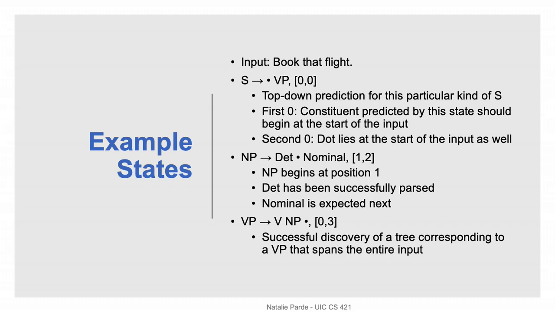In the third case, we're saying that a top-down prediction for a verb phrase is a verb followed by a noun phrase. The indices, 0 and 3, indicate that the constituent predicted by this state should begin at the start of the string, and the dot currently lies at the end of the string. It looks like the dot in the production rule is also at the end of the rule, so this rule has been successfully matched. This means that we've discovered a verb phrase subtree that spans the entire input phrase.